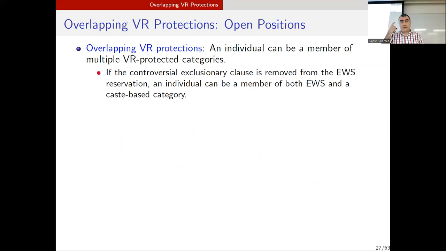Okay. But now we are talking about overlapping VR protections. What happens with overlapping VR protections?